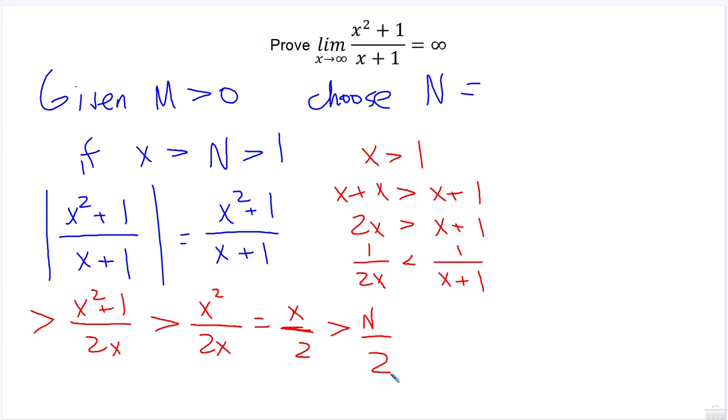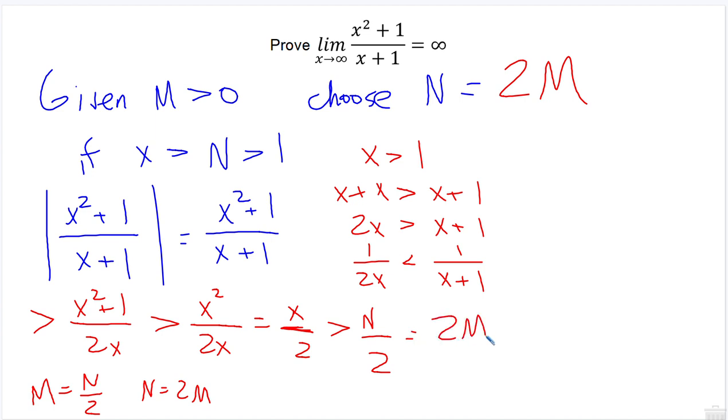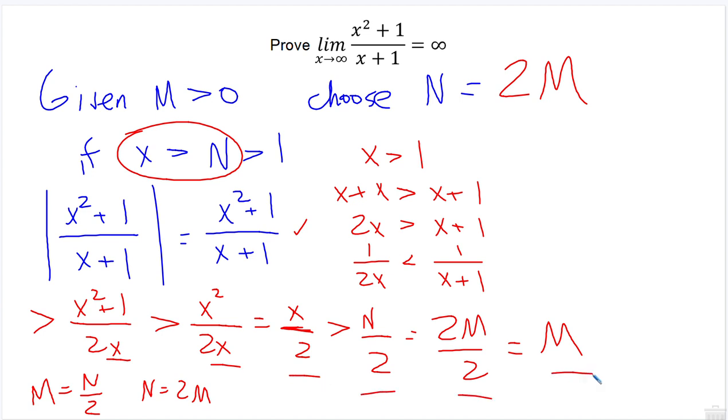We want this to all be greater than m. So if m is n over 2, that would tell us that n is 2m. So I'll just choose n equal to 2m. This gives me 2m over 2, which is m. And I've now shown that given any m greater than 0, if I choose the n value to be double that m, then for any x larger than n, the absolute value of f of x is greater than this, which is greater than this, which is m.